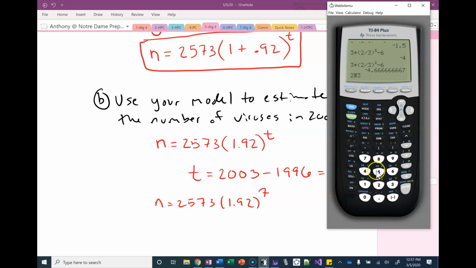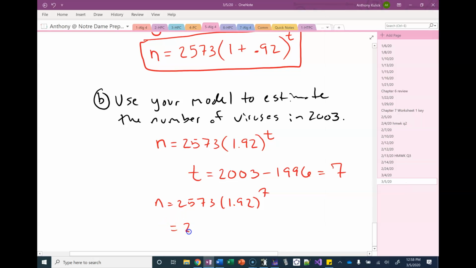So I get 247,484.7182. How should I round that value? What would make sense in a real world context? Where would I want to round this to? Would want to round it to the nearest whole number. Very good. Why would I round it to a whole number?